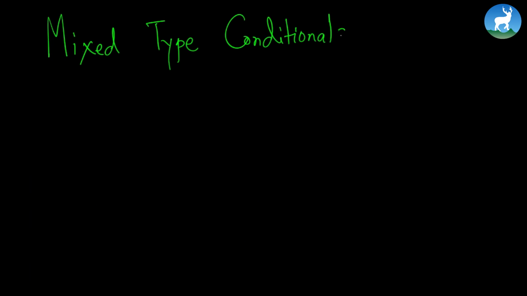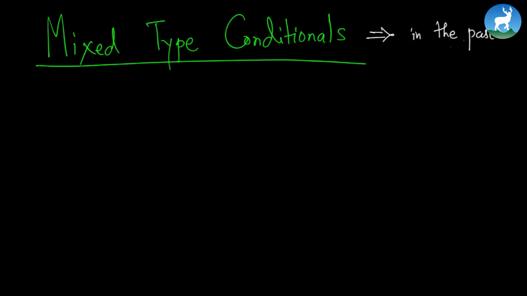Mixed type conditionals. The mixed type conditional is used to refer to a time that is in the past. Again, in the past. We are talking about the past, and the situation is ongoing into the present. So in mixed type conditionals, we talk about a time that is in the past and the situation is ongoing into the present. The facts are based on the opposite of what is expressed.